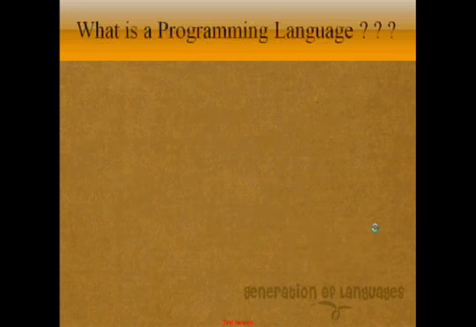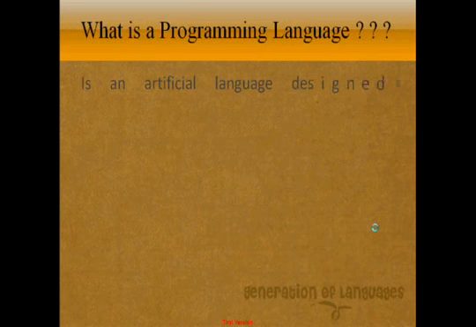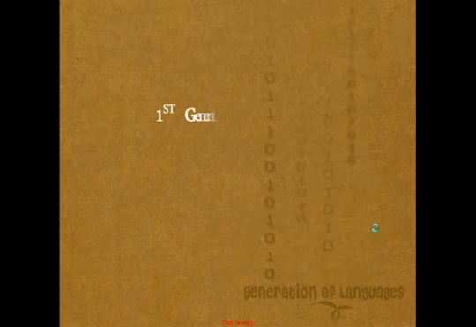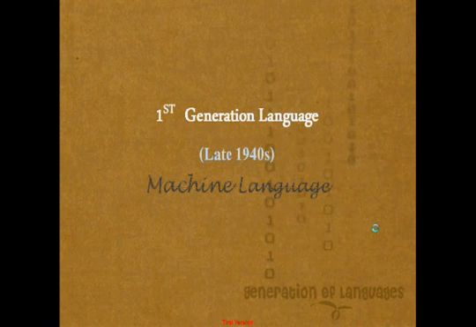At the very beginning, let's see what a programming language is. A programming language is an artificial language designed to express computation that can be performed by a machine. We can split programming languages into generations according to their characterization. Now let's see programming language generations. We'll first move to the first generation language.